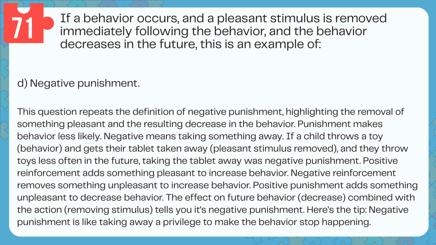Positive punishment adds something unpleasant to decrease behavior. The effect on future behavior, decrease, combined with the action, removing stimulus, tells you it's negative punishment. Here's the tip: negative punishment is like taking away a privilege to make the behavior stop happening.